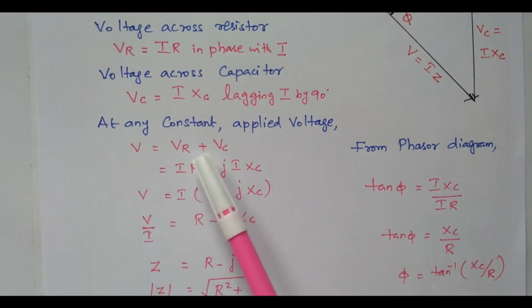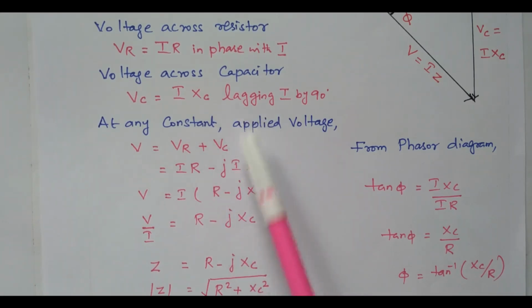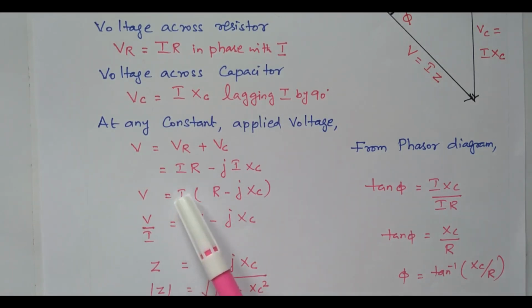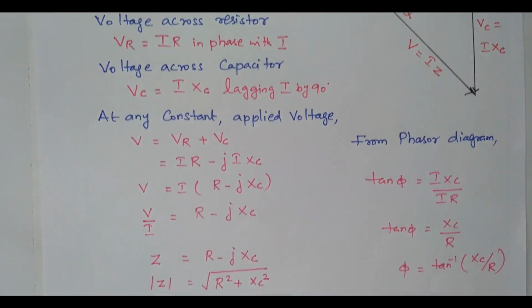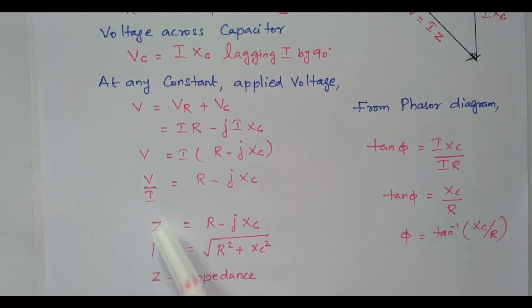V equal to VR plus Vc, that is IR minus jIXc. So this minus sign indicates it is lagging the voltage. If it is plus j, it means leading the voltage, leading the current. So the minus j represents lagging the current, that's why it is given minus. Take I outside, so that R minus jXc. Bring the I to the denominator, so V divided by I equal to R minus jXc. So V divided by I is nothing but impedance, that is equal to R minus jXc.